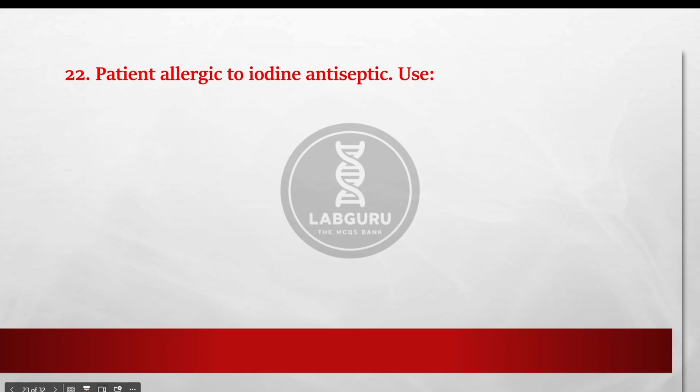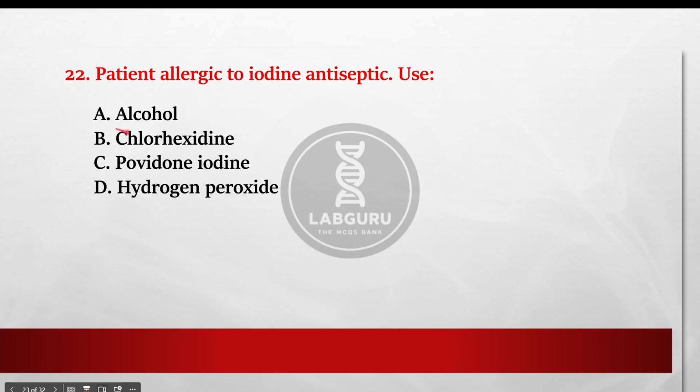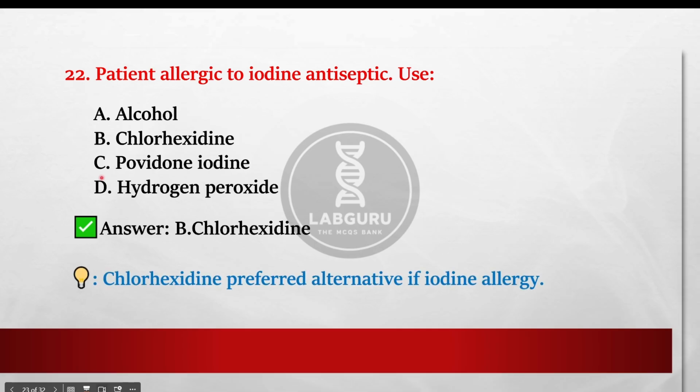Question number 22. Patient allergic to iodine antiseptic. If the patient is allergic to iodine antiseptic, which antiseptic will you use instead? So the options are alcohol, option B is chlorhexidine, option C povidone iodine, and option D is hydrogen peroxide. The right answer is option B, chlorhexidine. Chlorhexidine is the preferred alternative if there is an iodine allergy.